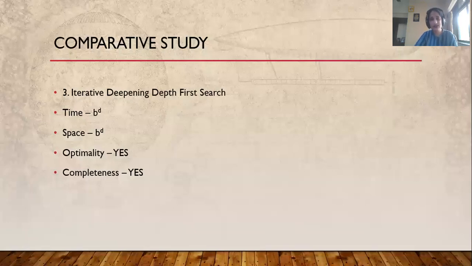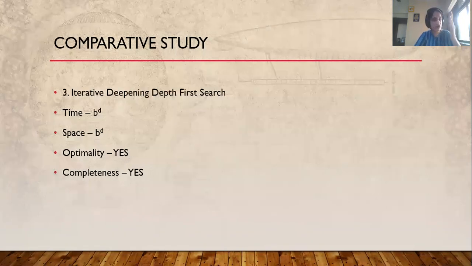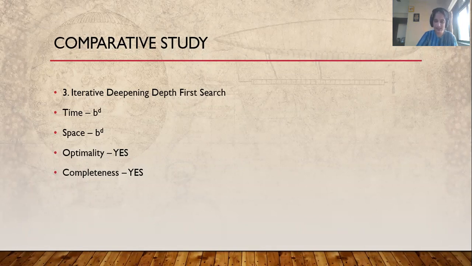Now, the next one is iterative deepening depth first search. What was the difference between depth first search and iterative deepening depth first search? It only restricts the depth, so that it does not go into infinity and keep searching the wrong paths. So the time taken and the space taken are very similar to breadth first search. Because the depth has now been restricted and it does not go to the maximum depth, the optimality and the completeness have become yes here.